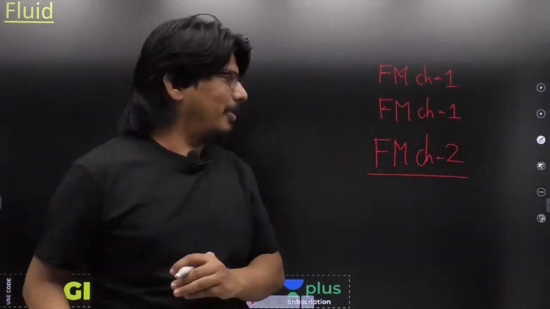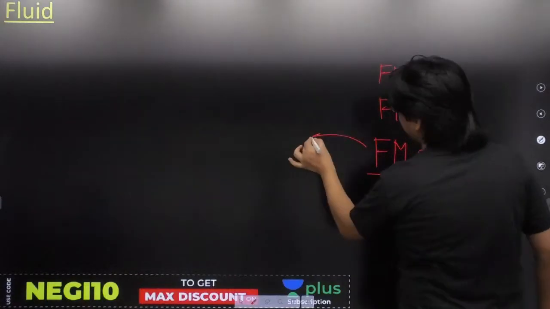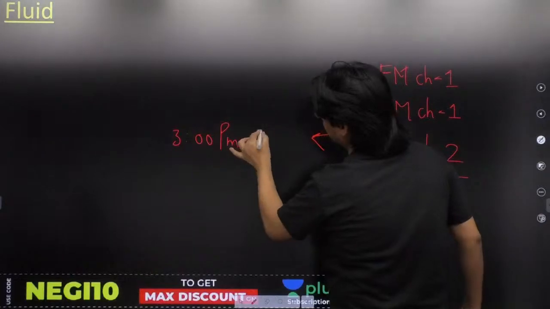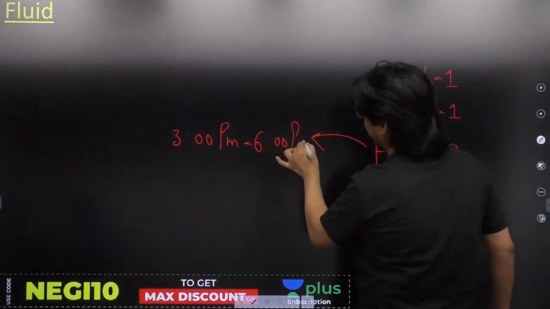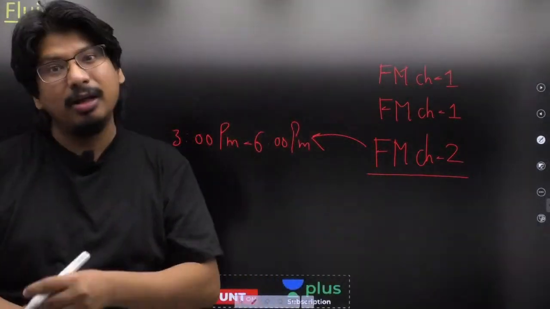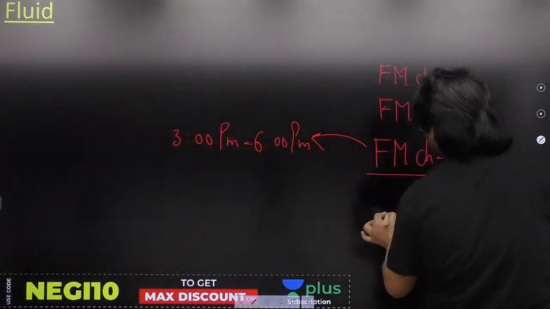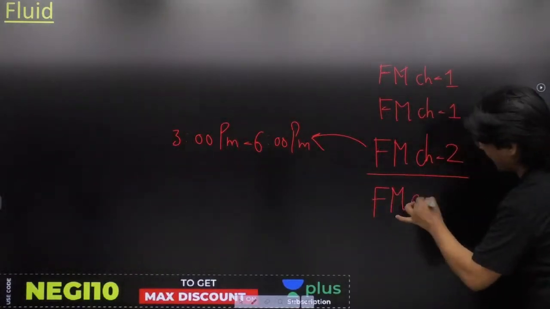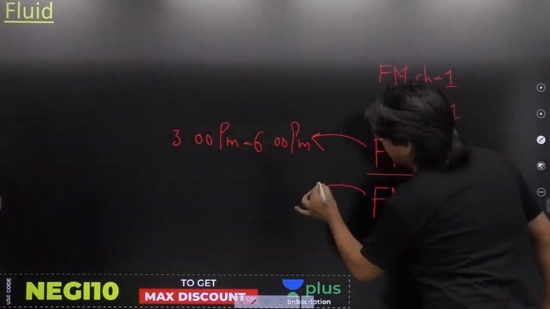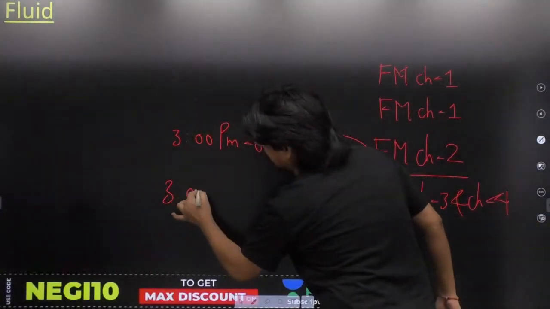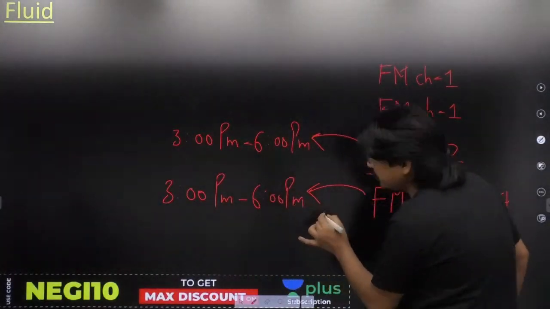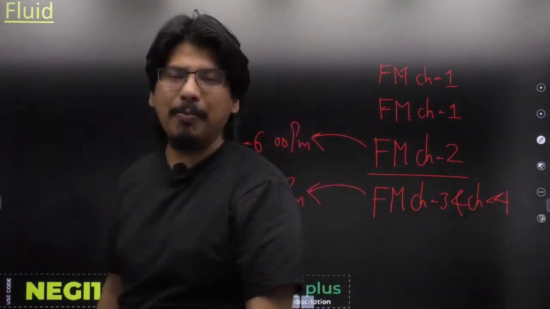Sir, what will be the timings? 3 p.m. to 6 p.m. we will be revising chapter number 2 on 30th of July. Then on 31st I will be revising chapter 3 and chapter 4 for you people. Again the same timing, 3 hours continuous class, 3 p.m. to 6 p.m.